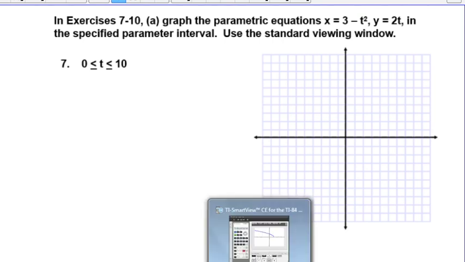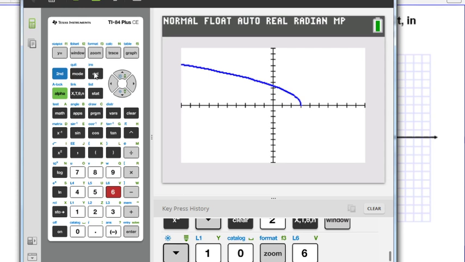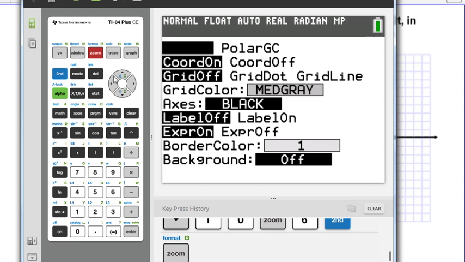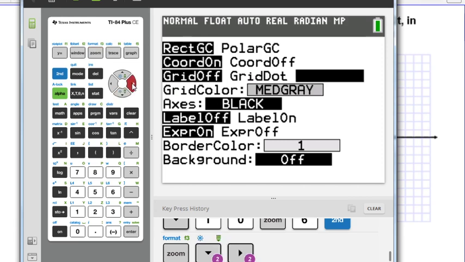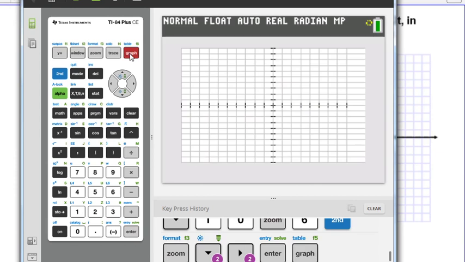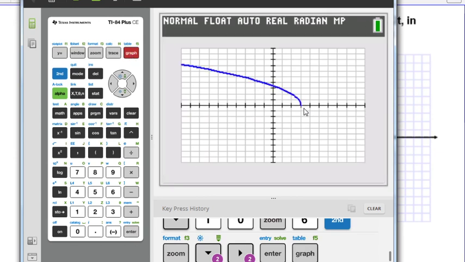Okay, so to really see better where it is, I go to the second format, and I realize that some of you have a TI-84 and not a TI-84CE like I have. So grid line is on, and then we graph and see what this looks like. So we see we start here at x equals 3, and kind of go this direction to the left.